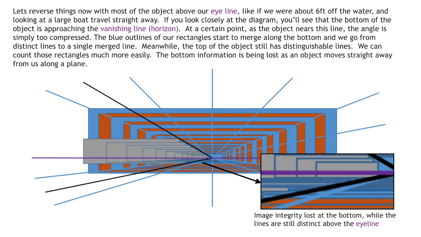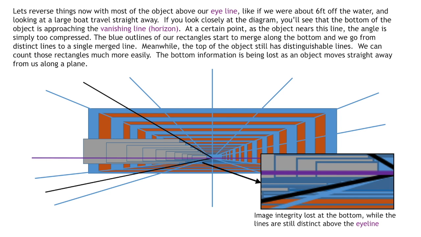or horizon. And at a certain point, as the object nears this line, the angle is simply too compressed. You'll see down there at the bottom that the blue outlines of our rectangle start to merge along the bottom, and we go from distinct lines to a single kind of blurred merged line. Meanwhile, the top of the object still has distinguishable lines. We can count these rectangles much more easily. The bottom information is being lost as an object moves straight away from us along a plane.